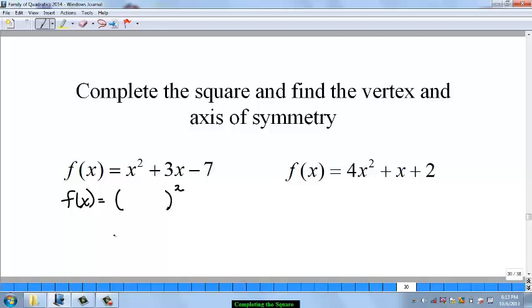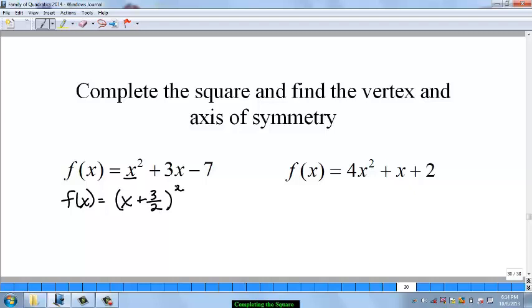So I put my parentheses there with a square. Here's an x squared, so I have an x plus half the middle, and the middle is a positive 3. I do not want you to write it as 1.5. I want you to write it as 3 halves. When you multiply something by half, all you do is put a 2 in the denominator, and that's half of what you started out with.